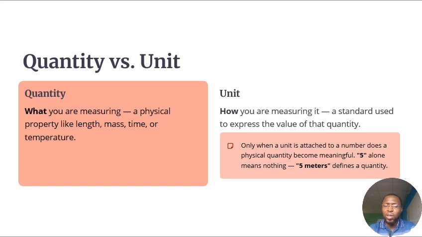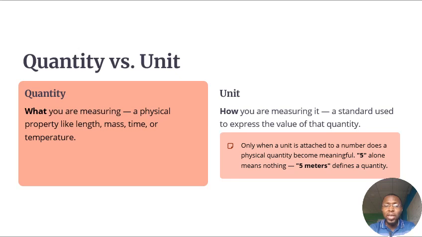Now, when we say quantity in physics, it is whatever you are measuring. Whatever you are measuring is referred to as quantity, such as length, mass, time, or even temperature. That which you measure is what we refer to as quantity. Now, how you are going to measure it is what we refer to as the units. How your measurement is going to be expressed.